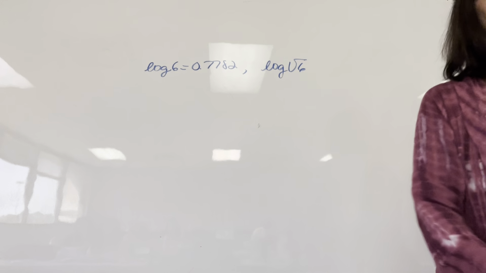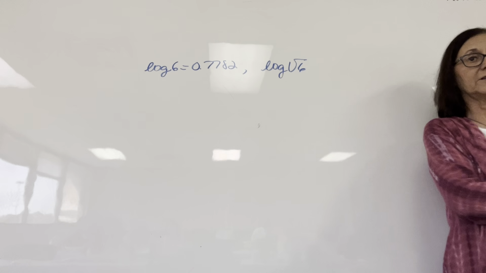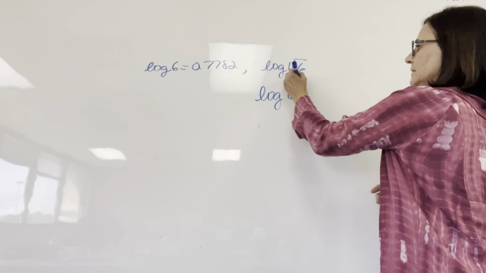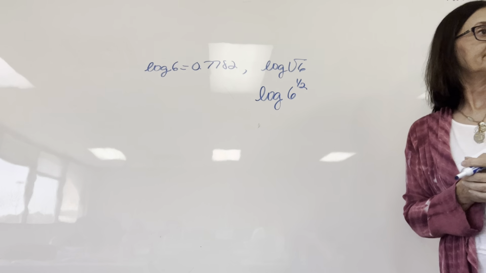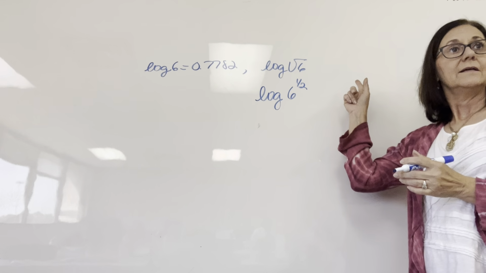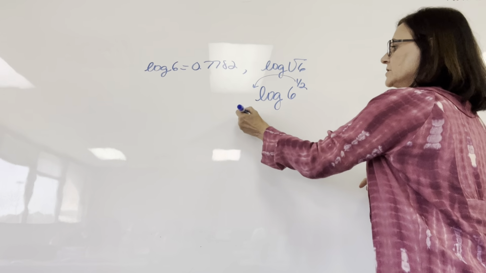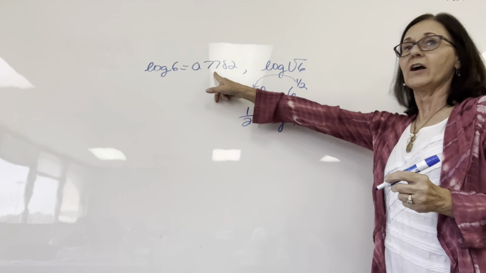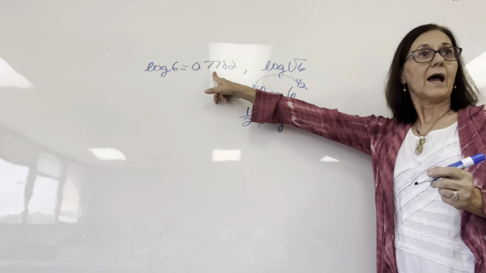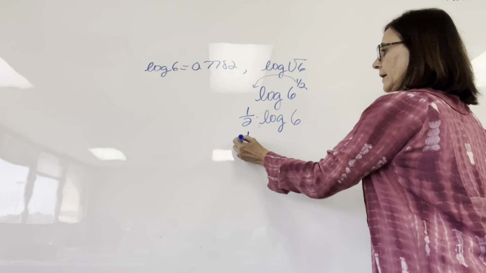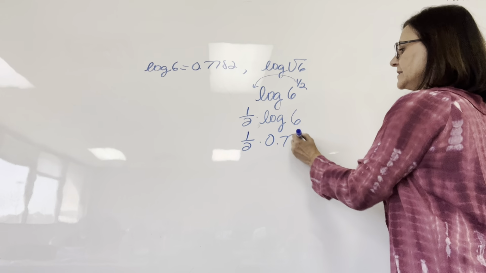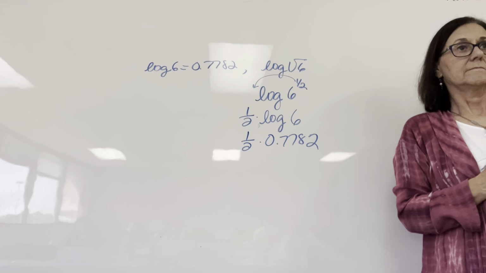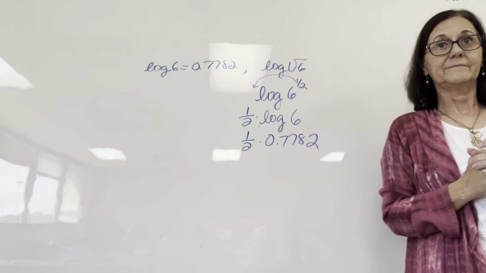Well, can I write square root of 6 in exponential form? What does it look like? The log of 6 to the 1/2. What's the power rule? A power is multiplication. So it's 1/2 times the log of 6. I know what the log of 6 is. It's 1/2 times 0.7782. Got it? Everybody with me?